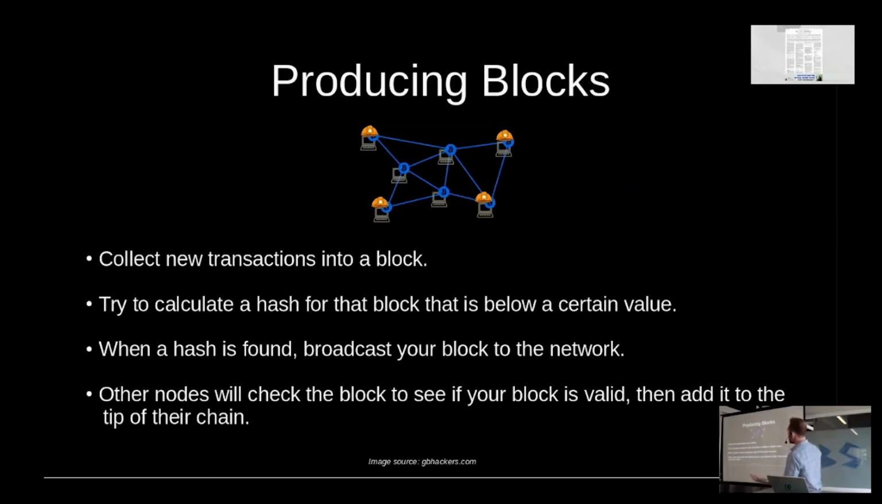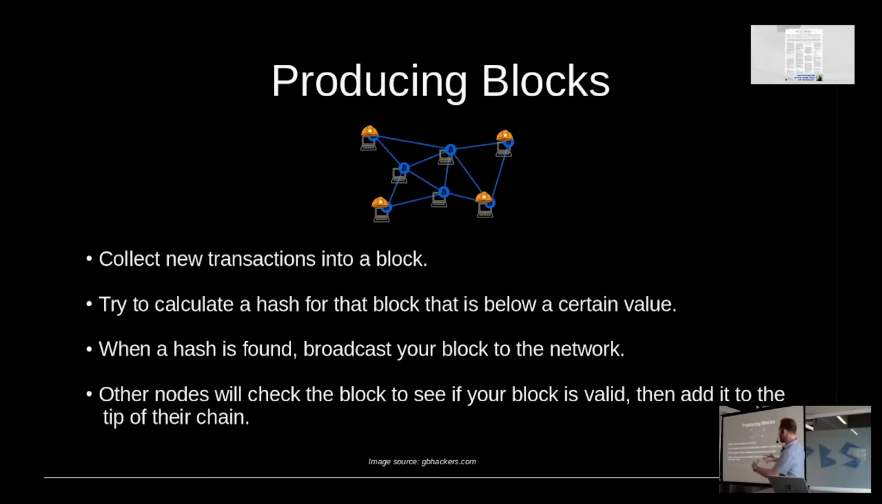But so you collect up all these transactions, and you decide, okay, I'm just going to put them all into a block. And then we're going to try and calculate a hash that is below a certain value, or below a certain difficulty target. And when we find that hash, same thing we do with a transaction, we'll just broadcast it out. And then other nodes will check my block to see if my block is valid. They'll check my nonce value. They'll make sure that I'm not cheating. And if everything's good, then they'll add it to the tip of their chain.